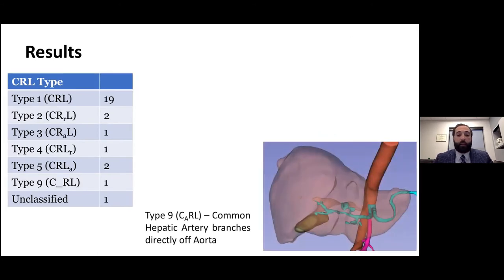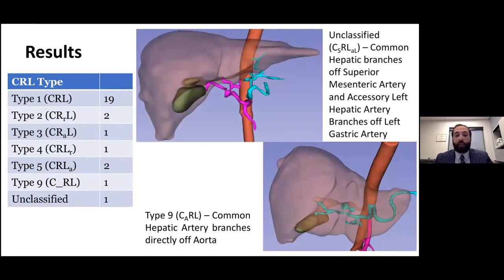Then just to highlight a couple more of these variations he found. He had type 9, which shows that you have the common hepatic arteries coming directly off the aorta. Then this unclassified one, which has an undocumented level of complexity in that it has things like the common hepatic branches coming off the superior mesenteric artery and accessory left hepatic artery branches off the left gastric artery. Okay, so the main branch kind of going out towards the stomach.